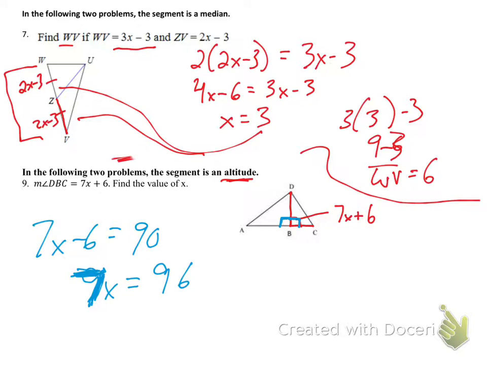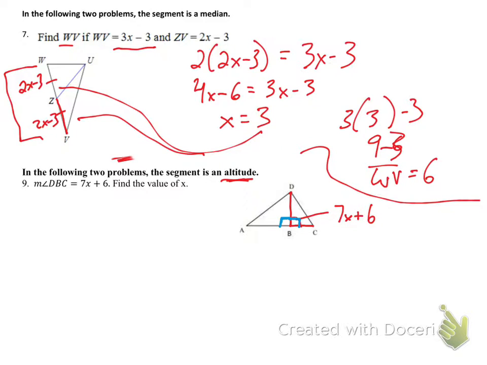And then I would do 96 divided by 7. And I would get 13.7. I must be doing something wrong here. Oh, it's 7x plus 6. Sorry. So let me redo this.